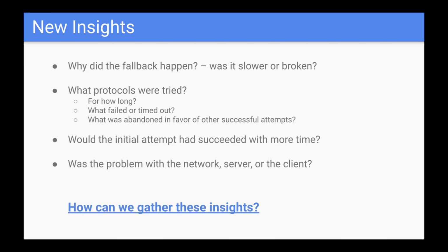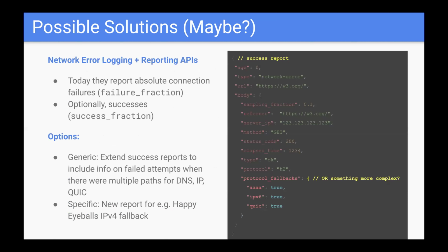What we have today that's somewhat similar is Network Error Logging as part of the Reporting API. So you can register for either a failure fraction, basically the percentage of failed requests that you would like to be pinged about, or you can register for a success fraction, which is the opposite, just getting notified of successful navigations or resources. An example success report is on the right-hand side.